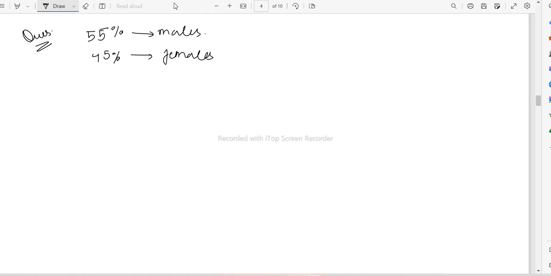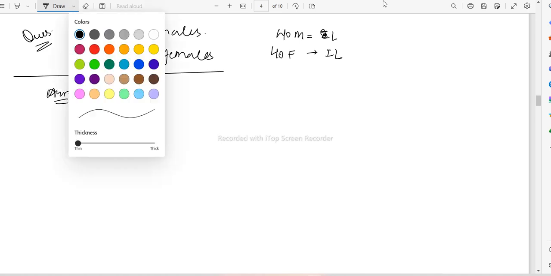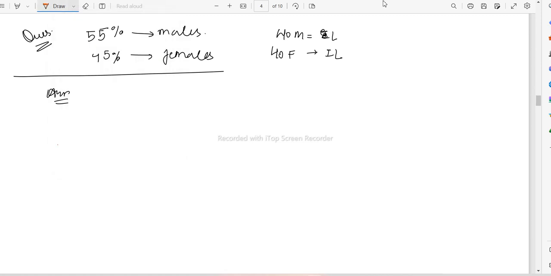Okay. Now they are asking you that if 40% of the males are illiterate and 40% of the females are illiterate, then you have to find by what percent is literate male more or less than the illiterate female. Okay, so this is the question. So how you can do this one? It's easy, but it's also like a good question.